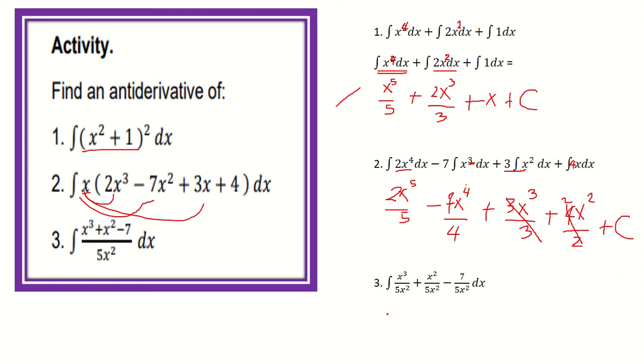Okay. How about this one? Dito sa number 3. X cubed plus x squared minus 7 over 5x squared dx. So, isa-isahin natin. That is x cubed over 5x squared. Ayan na siya. X squared over 5x squared. Then, negative 7 over 5x squared dx. So, lahat sila may dx. Okay. So, isa-isahin natin. Ito siya. Di ba magiging x na lang ito? So, that is 1/5.